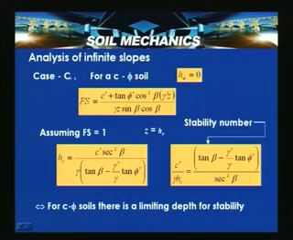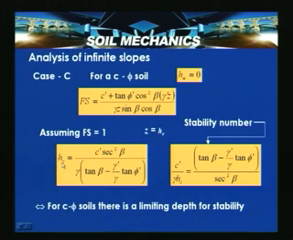In case C, for a c-phi soil with Hw equal to 0, this is the expression we have derived. Factor of safety is equal to c' plus tan phi' cos² beta into gamma' z, divided by gamma z sin beta cos beta. So, assuming factor of safety is equal to 1, then this z becomes the critical height.